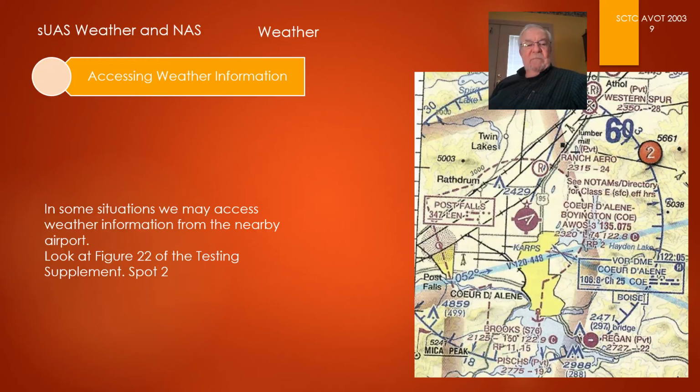Sometimes we may access weather from a nearby airport. So you're flying into this little airport. Let's find a correct color here that will work. Dark blue. There's the airport down here. We're going to fly into that airport. Well, they don't have a TAF. However, Coeur d'Alene has a TAF. We could use it since we're fairly close. We may use that weather because it's so close. But if it's much further away, it would not be very accurate. You would want to use an area forecast.